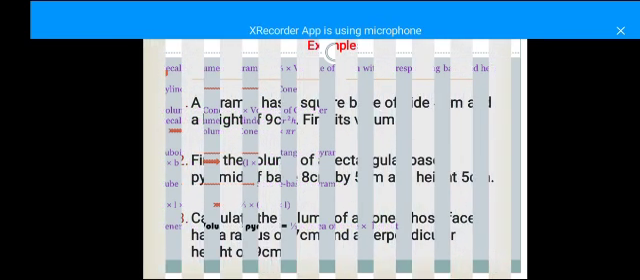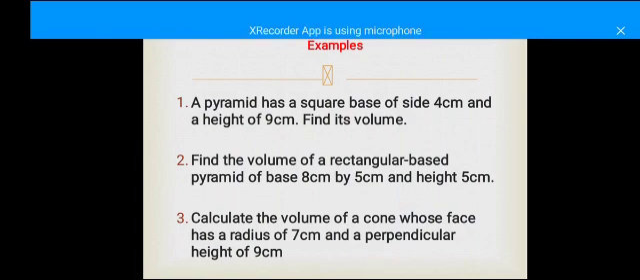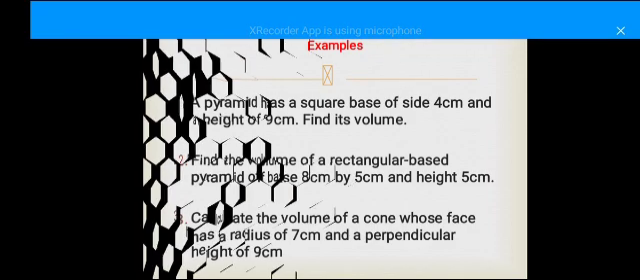So quickly, let's take some examples. Number one, a pyramid has a square base of side 4 centimeters and a height of 9 centimeters. Find its volume. Since the base of the pyramid is a square, we know what to do. Example 2, find the volume of a rectangular base pyramid of base 8 centimeters by 5 centimeters and height 5 centimeters. Then 3, calculate the volume of a cone whose face has a radius of 7 centimeters and a perpendicular height of 9 centimeters. So let's take these questions together.